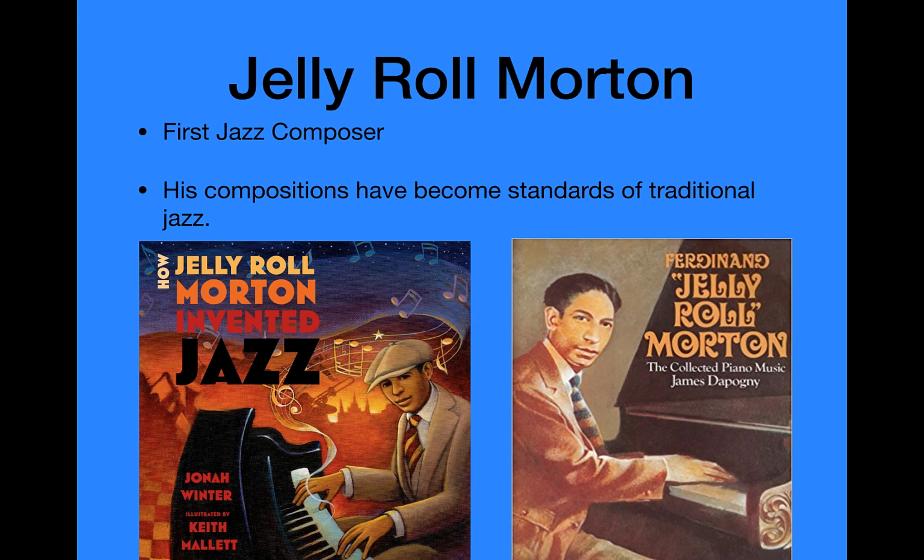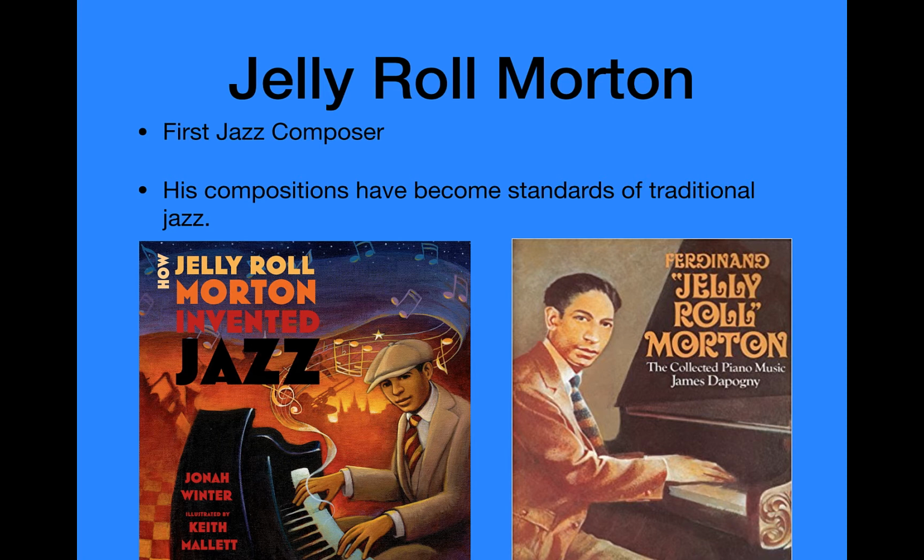Jelly Roll Morton is the first jazz composer. He was the first guy to actually write his own tunes, and not only compose them, but write them out and publish them. His compositions have become standards of traditional jazz. And a lot of things he came up with at the time, various riffs and various kinds of rhythms, found their way into the swing music of the 30s.